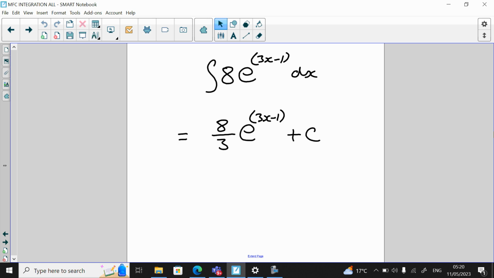We don't have numbers top and bottom. That's it, folks. 8 divided by 3, there's no point decimalising it here, because we're not going to get a numerical answer anyway. Let's move on. And some people slide 3 underneath the exponential part. That's fine.